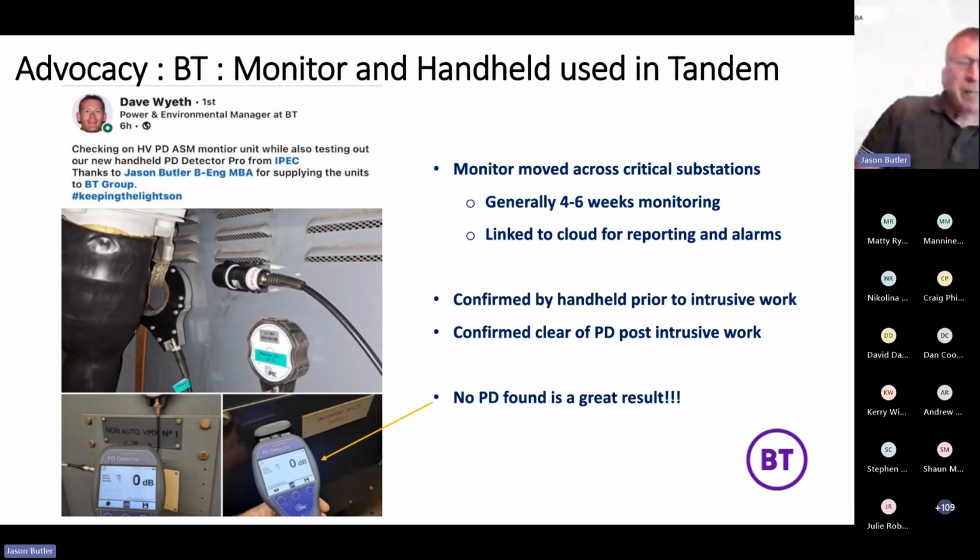And here's one posted by Dave. You can see it's in tandem. Why this is important, actually, I really want to labor on this. A zero result is a great result. It gives you that confidence that actually for the next 3-6 months, we're okay. It's like you've had a health check. It's like your MOT. Here, what you've got is you've got it in tandem. You've got the sensors going to the monitor unit, as well as using the actual handheld.